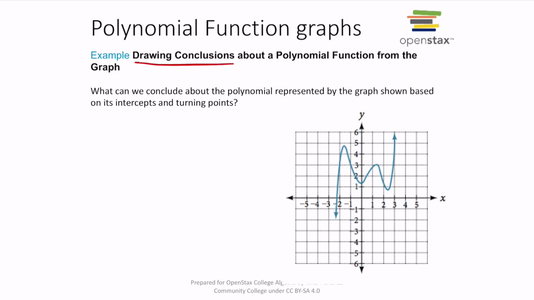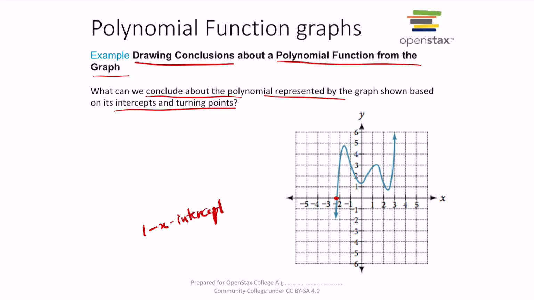Next, let's talk about drawing conclusions about a polynomial function from the graph. What can we conclude about the polynomial represented by the graph shown below, on its intercepts and turning points? The first thing that we need to know is the intercepts and the turning points. Notice that there is only one intercept of each kind: one x-intercept and one y-intercept. And how many turns are there? This is 1, 2, 3 and 4. So there are 4 turning points.